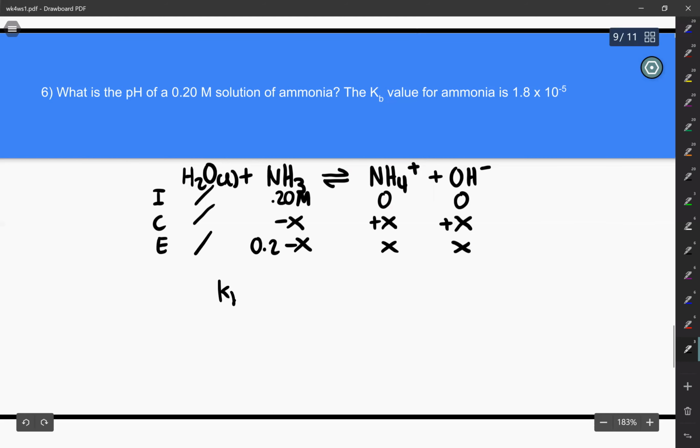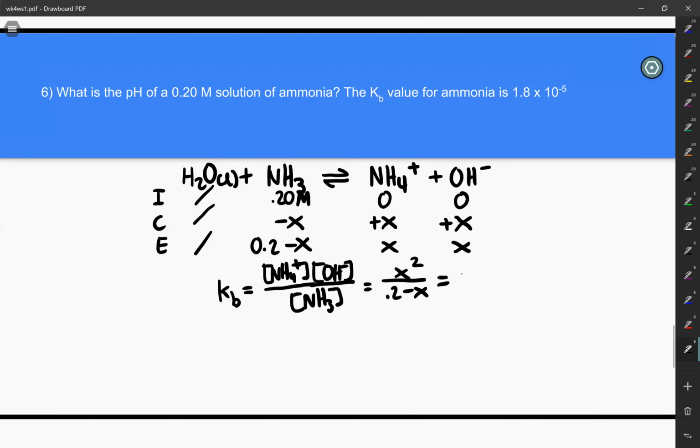So then our Kb is going to be products over reactants per usual. So concentration of NH4 plus, concentration of OH minus, over concentration of NH3, and that's going to be equal to our equilibrium values, so that's x squared over 0.2 minus x, which is going to be equal to our Kb. That's 1.8 times 10 to the negative fifth.